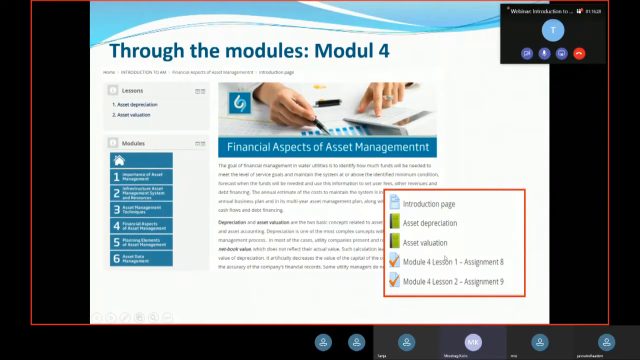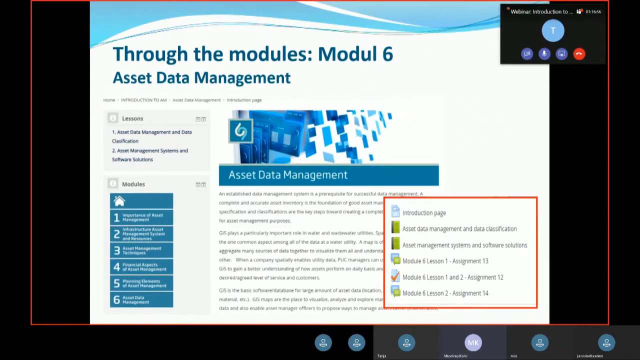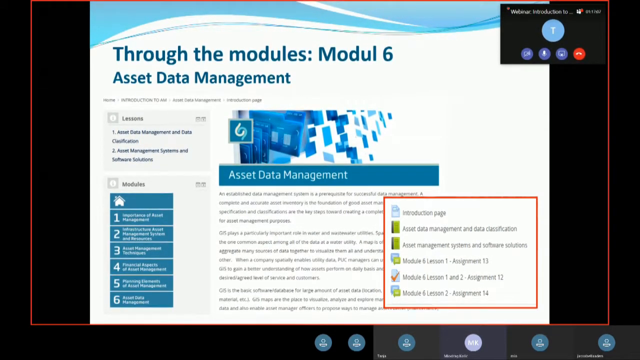Module 4 talks about the financial aspects of asset management, and in the content you can find 2 lessons: asset depreciation and asset valuation, and also two assignments for you. In module 5, planning elements of asset management, we have 2 lessons: asset management strategy and asset management plan. And here we have 1 forum discussion for assignment and 1 test. And the last, module 6, is about asset data management and codification, and asset management systems and software solutions.